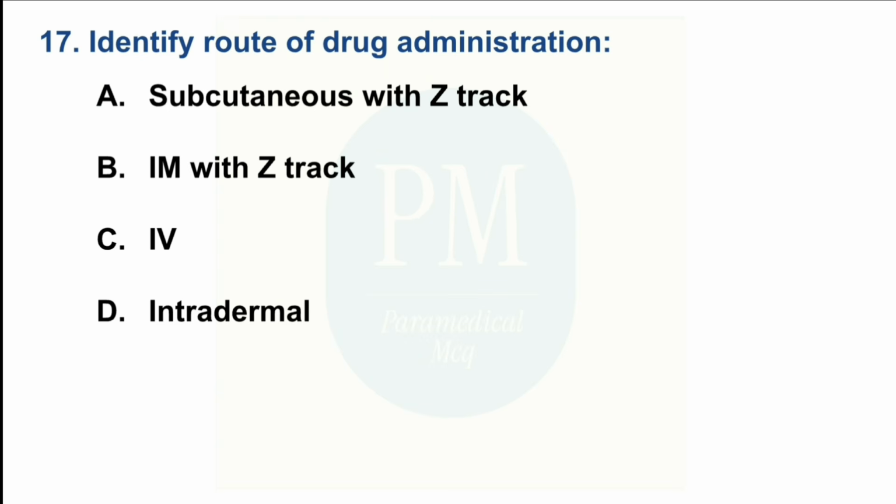Identify route of drug administration. Option A, subcutaneous with Z-track. Option B, IM with Z-track. Option C, IV. Option D, intradermal. The correct option is option B, IM with Z-track.